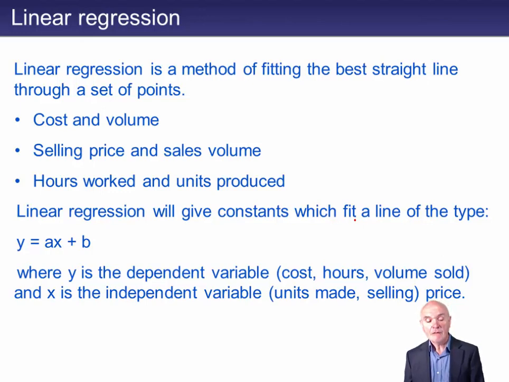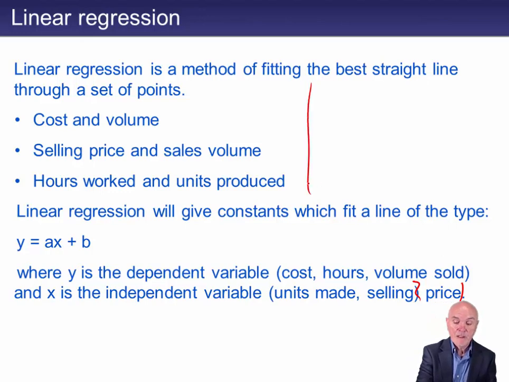It is linear regression. It comes out with a line of the form y equals ax plus b, where y is the dependent variable, so cost depends on the volume that you're making. The hours worked depends on the volume that you're making, and the volume sold depends on the price. And x is the independent variable, so the number of units sold will determine the hours worked and the material used, and the selling price will determine the volume sold.